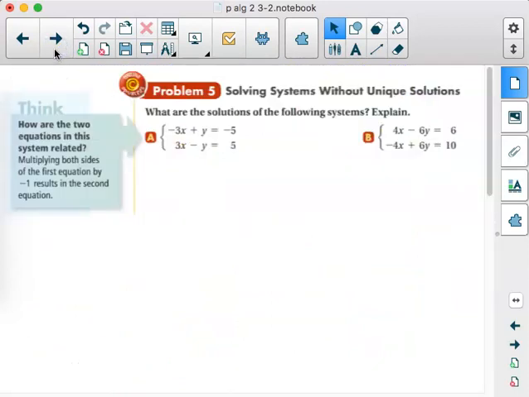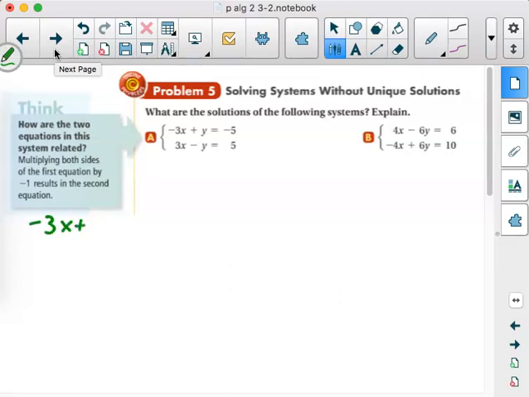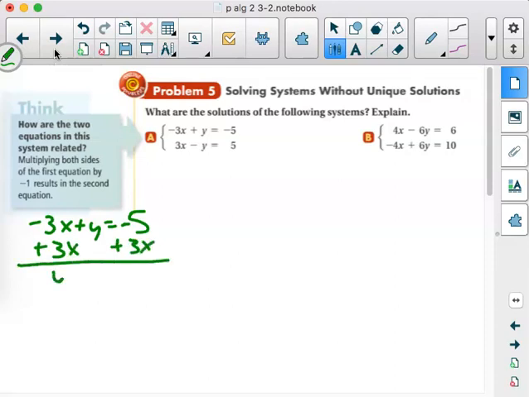This says goofy stuff's going to happen. Solving systems without unique solutions. What are the solutions of the following systems, and explain? Well, let's see. I look at A, I start thinking right away, ooh, that's a good substitution problem. I'm going to take that top equation and I'm going to solve for y. So what I'll do, I'll add 3x. Y equals 3x minus 5.